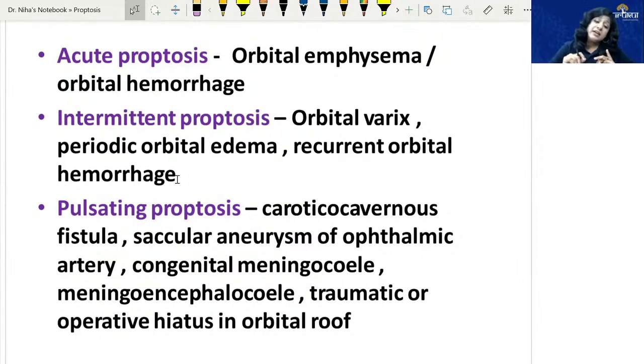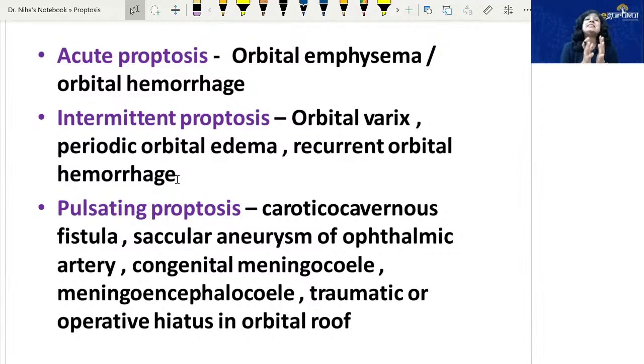But if they are talking about intermittent proptosis, you have varix, you can have orbital edemas, you can have recurrent orbital hemorrhage, or we can have pulsating proptosis, which could be found in carotid-cavernous fistulas. We have aneurysms, meningomyelocele, and traumatic or operative defects.